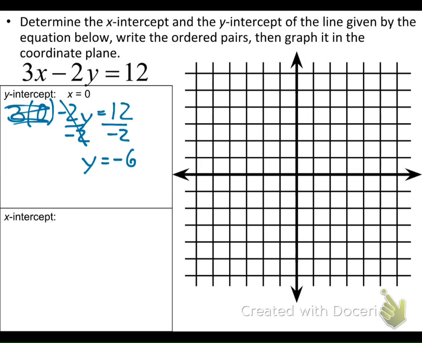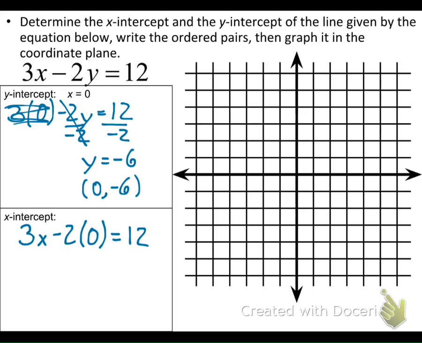And then how do I write that? If I know y equals negative 6. It's going to be 0, negative 6. Perfect. Okay. And how about for this one? Someone else want to help me out? Daisha, you sounded like you knew what you were doing. 3x minus 2 parentheses 0 equals 12. Good.